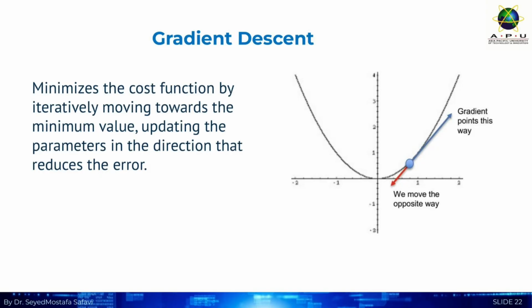Gradient descent is the engine that drives most machine learning. Imagine you're standing on a hill, your cost function, and you want to get to the lowest point, the minimum cost. You can't see the whole valley, so what do you do? You look around, find the steepest downward slope, the gradient, and take a small step in that direction. You repeat this process, iteratively updating your parameters until you reach the bottom. That's gradient descent, minimizing the cost function by repeatedly stepping in the direction of the steepest decline.